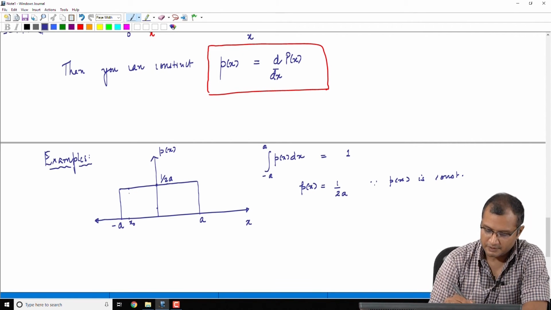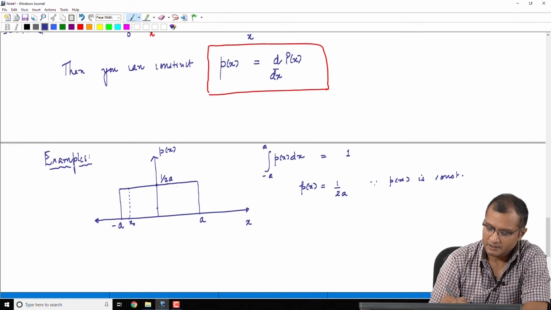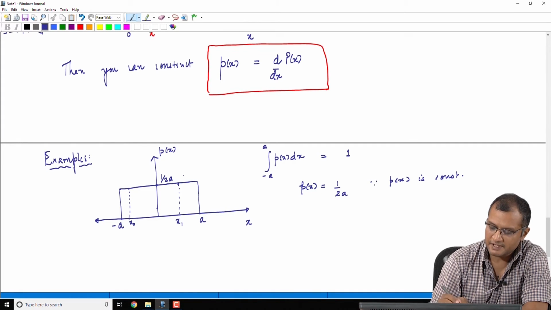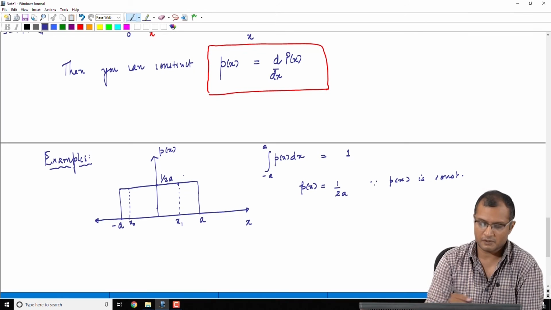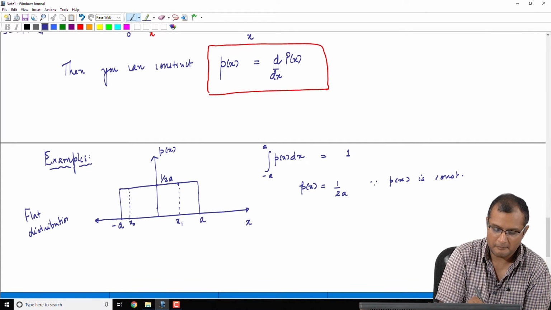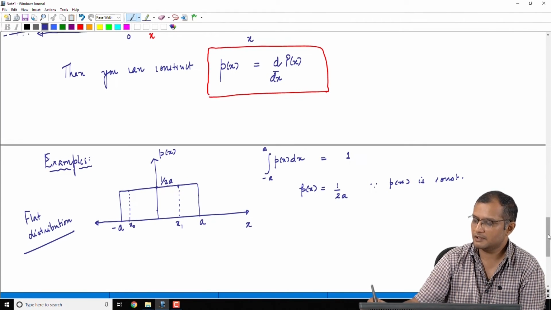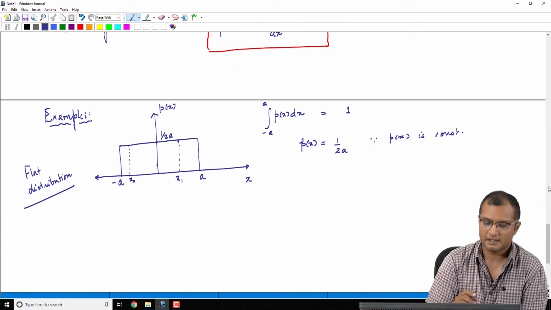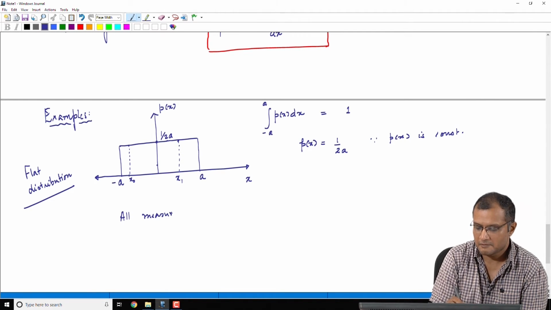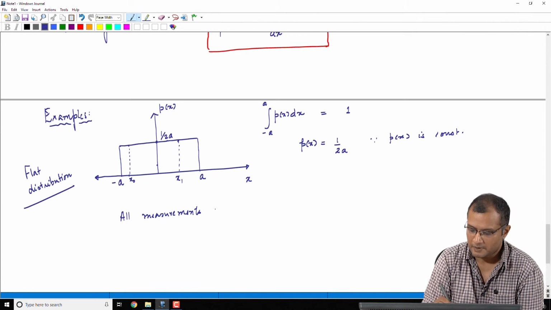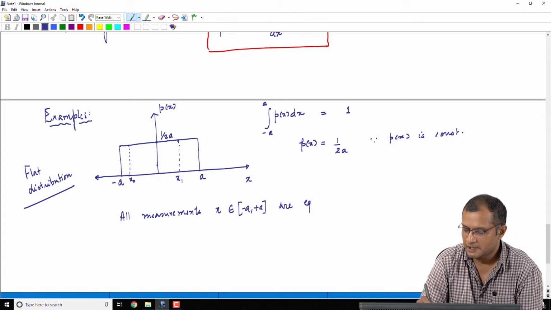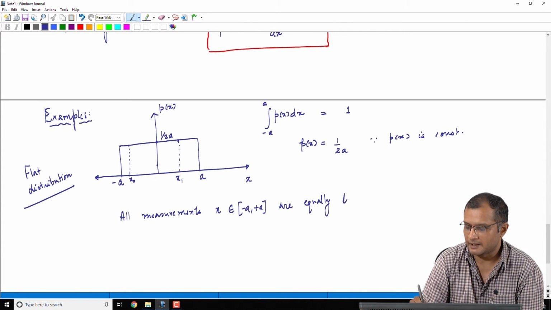So, this is one example of a PDF: any measurement that you take on the x axis between minus a and plus a, the probability density is 1 upon 2a. This is also called a flat distribution. So, all measurements x between minus a and plus a are equally likely.